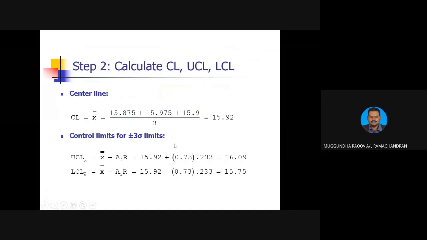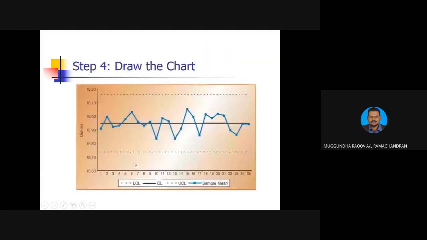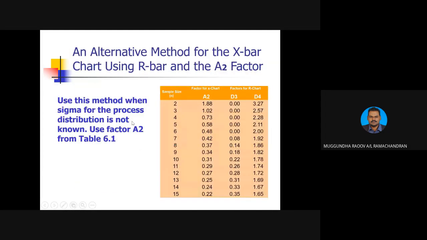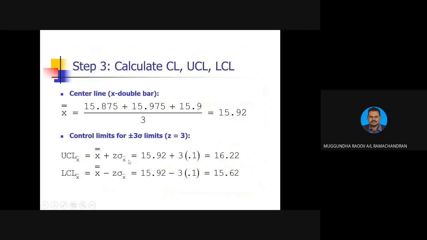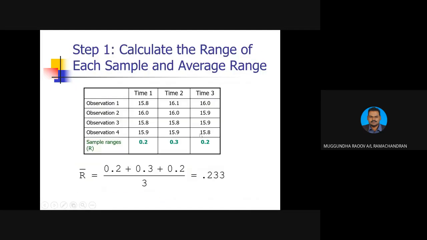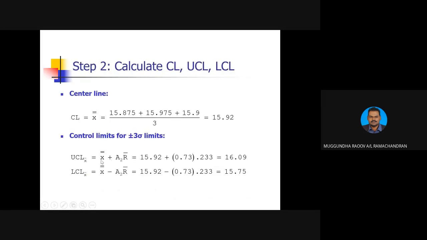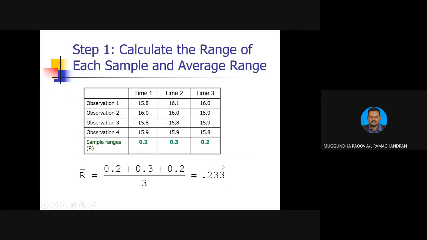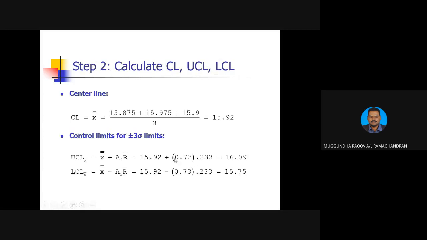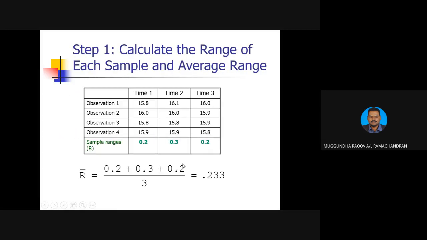The control limits will be a bit different. Previously, if the sigma value is given, we will use this formula. It's very simple. If the sigma value is not given and you are asked to draw an X bar chart, then you have to use this alternative method. In this case, you have to use mean plus A2R. Your R value you will get from here. Your A2 value, you have to use this table.